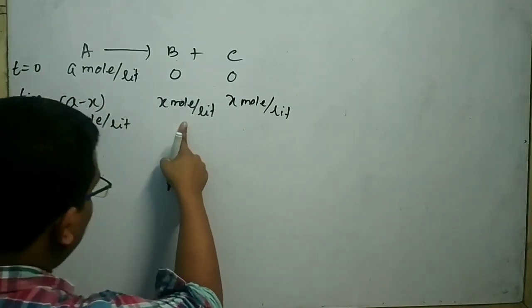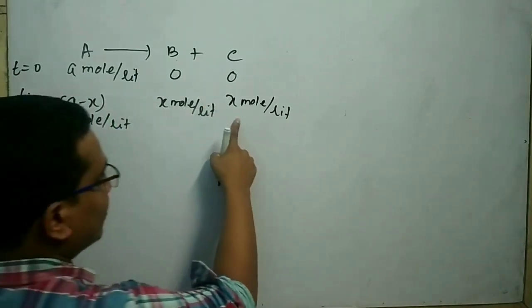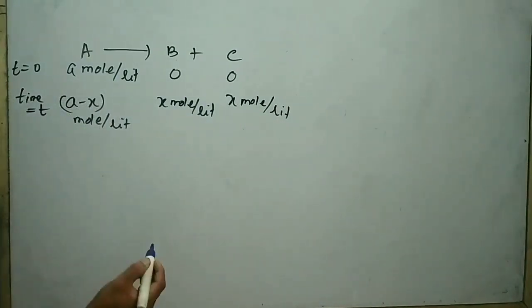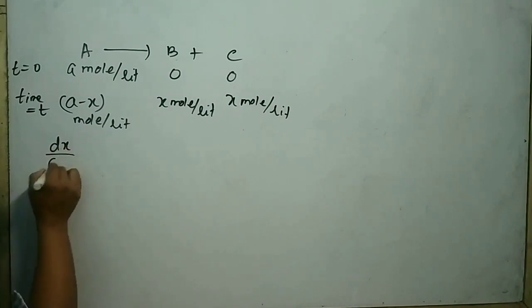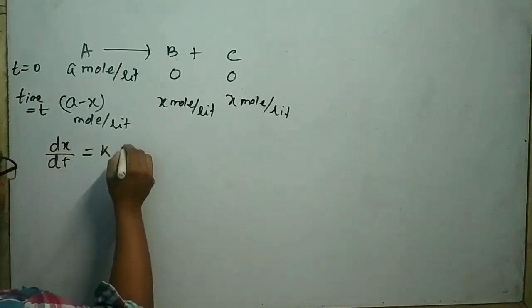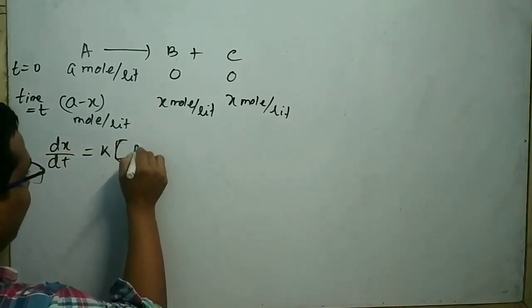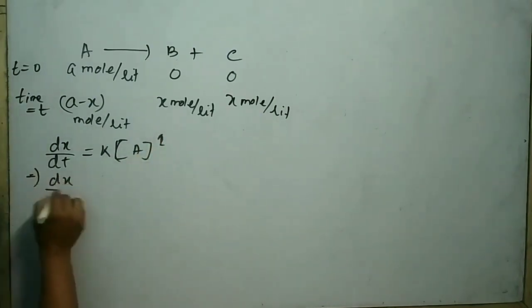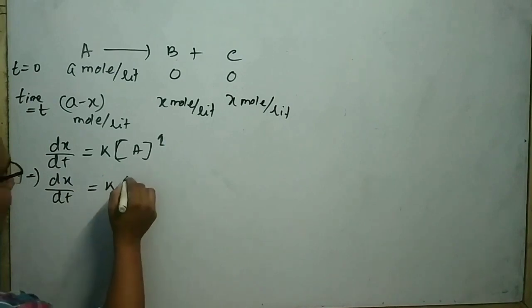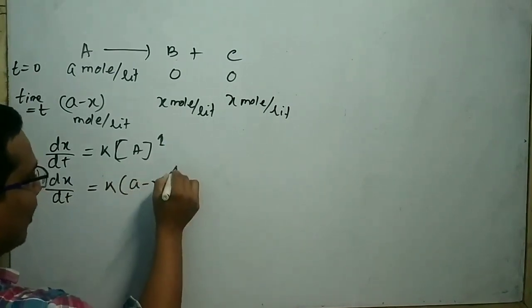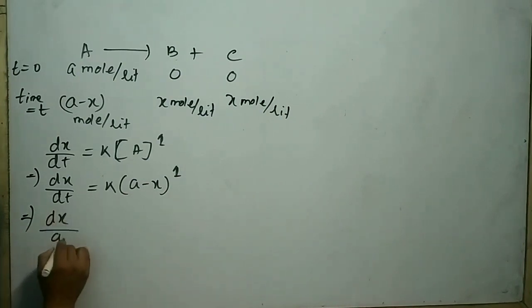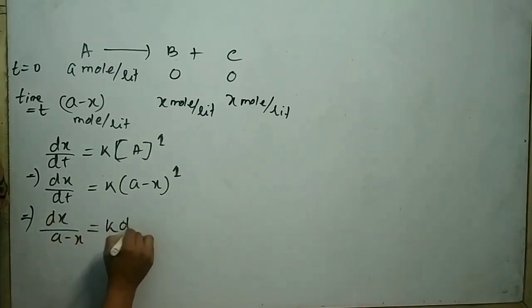This is the concentration of B after time T. This is the concentration of C after time T. We know that the instantaneous rate, that is dx by dt, is equal to K into concentration of A power 1. That means I can write dx by dt is equal to K into (A minus X) power 1. Now I can solve like this: dx by (A minus X) equal to K into dt.